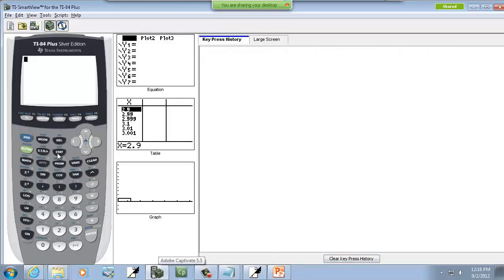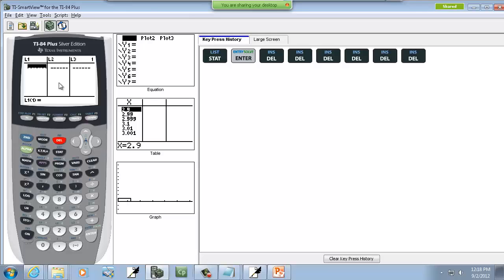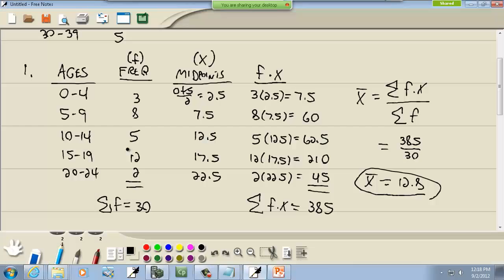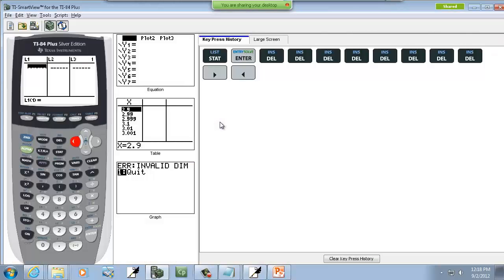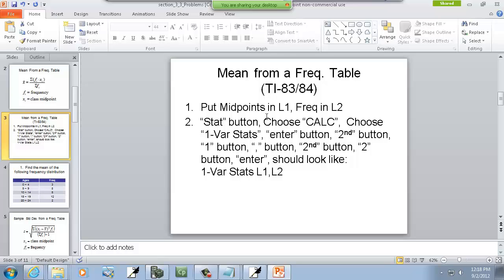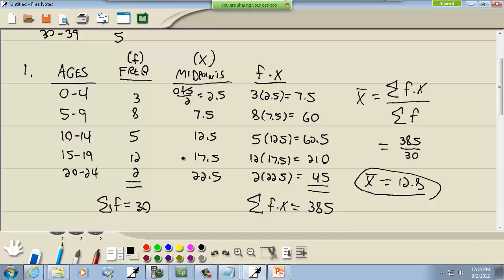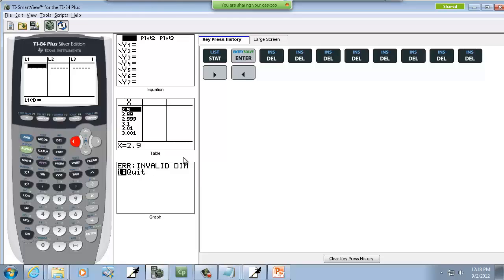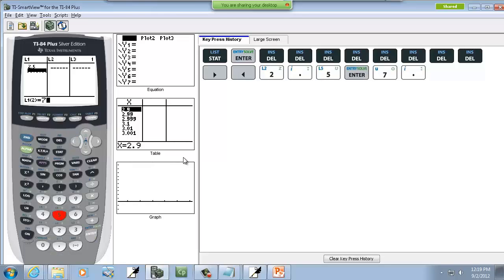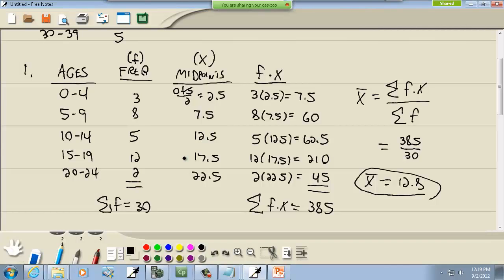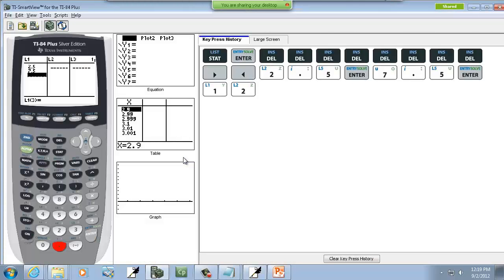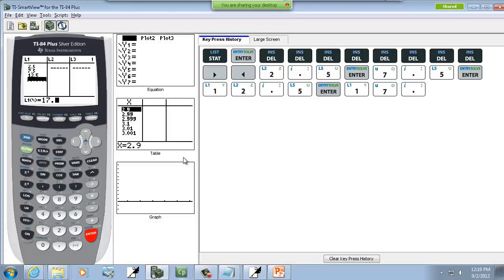Press Stat, go into Edit. If you have numbers in L1, go ahead and press Delete till they're all gone. If you have numbers in L2, you can right arrow over and press Delete on them till they're all gone. Okay, so L1 is midpoints. Let's put our midpoints there: 2.5, 7.5, 12.5, 17.5, and 22.5.